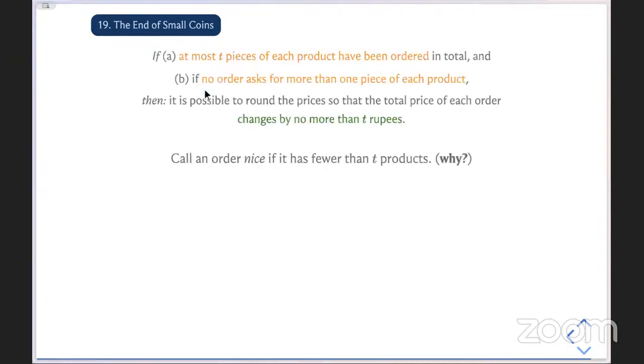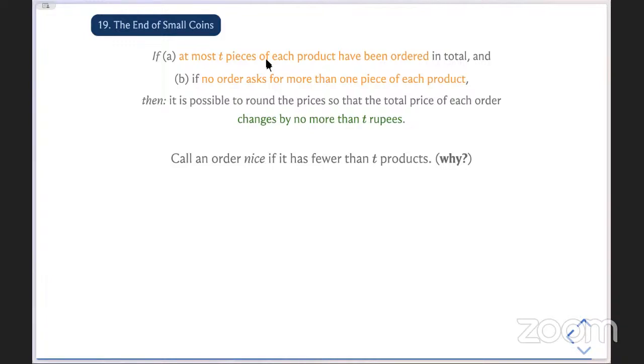That's the setting. Now I've put the claim we want to prove on top, and let's say that an order is nice if it has fewer than T products. Given what we are trying to prove, why would I call this order nice? Exactly. We can round this any way we want.